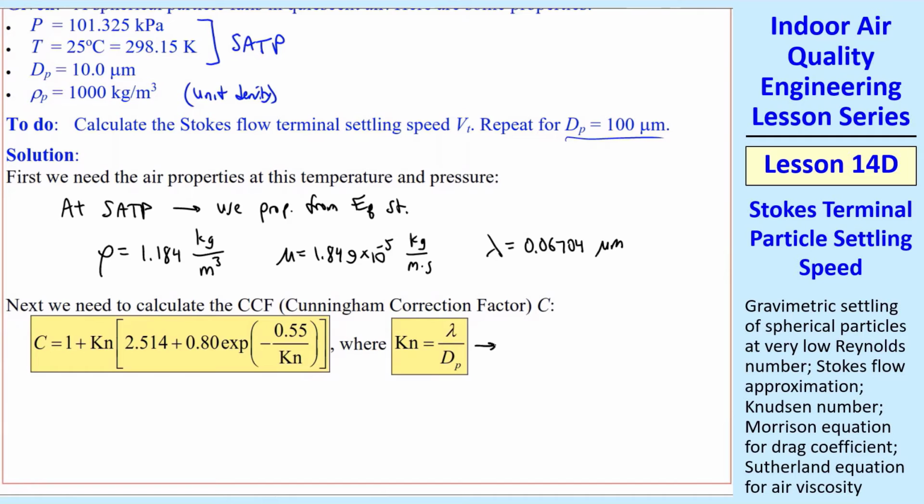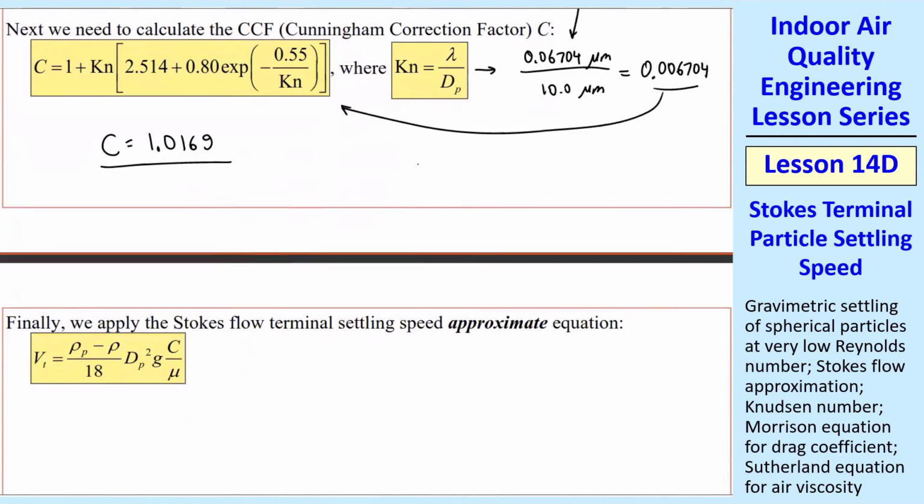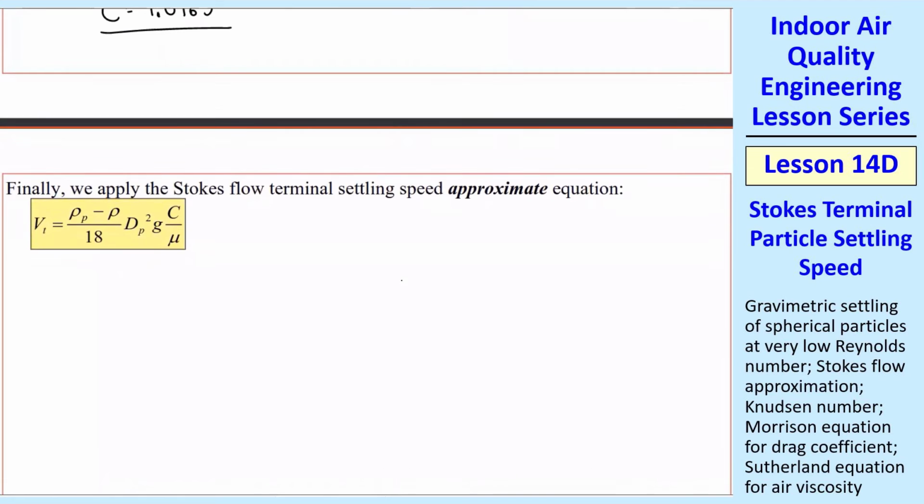To do that, we first calculate the Knudsen number using our lambda divided by our dP, both in microns, so this is non-dimensional. And so the Knudsen number is 0.006704. Plug that into the Cunningham equation, and I'll keep 5 digits here, 1.0169. And then finally, we can apply the Stokes flow terminal settling speed approximate equation.